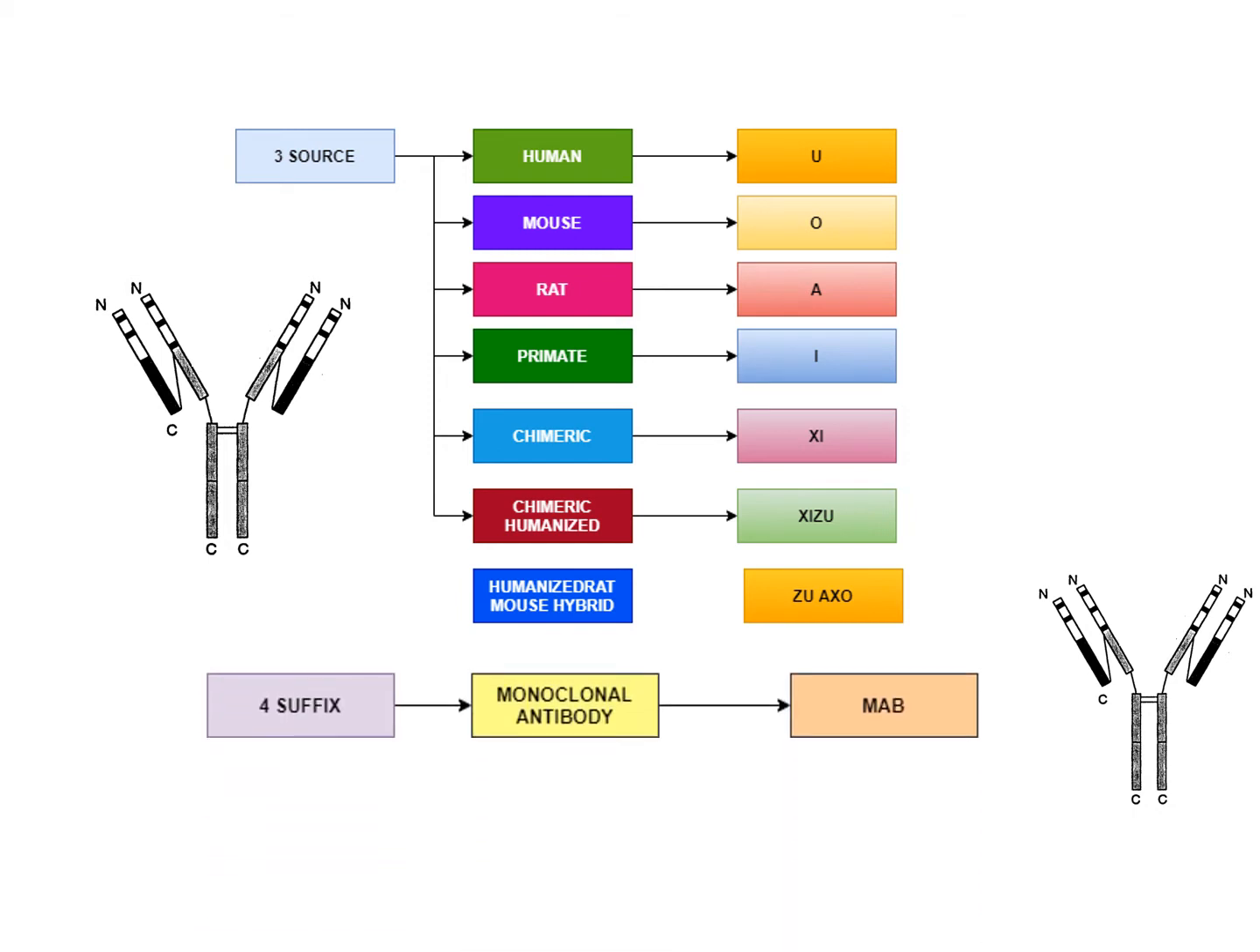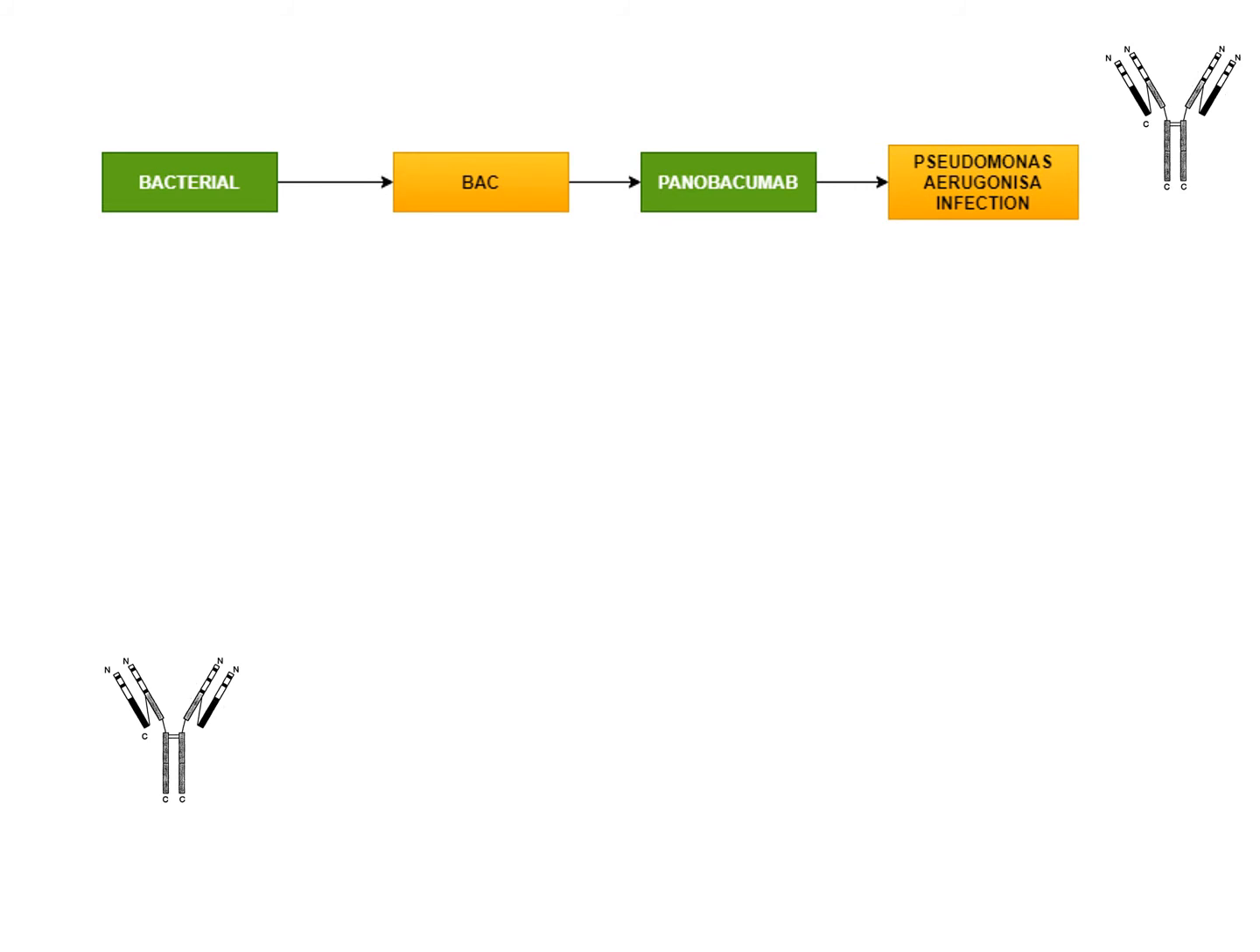These things will be followed by a suffix, that is monoclonal antibody, MAB. So there will be a prefix, a target system, a source, followed by a suffix. This is the nomenclature of the monoclonal antibodies. So let us see some examples. For bacterial infections, a monoclonal antibody named Panobacumab.